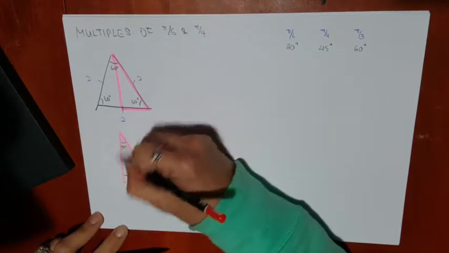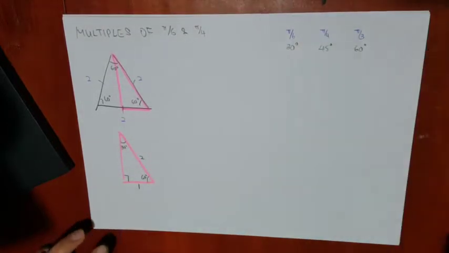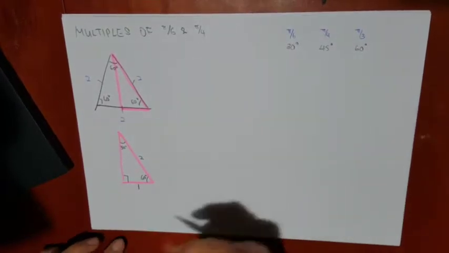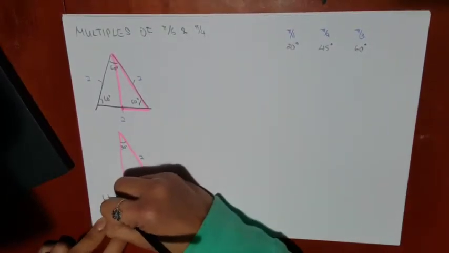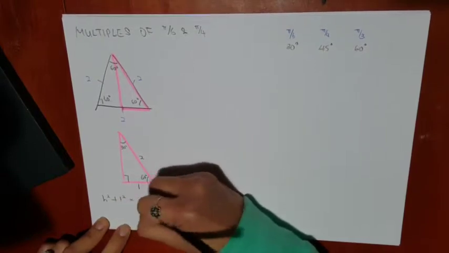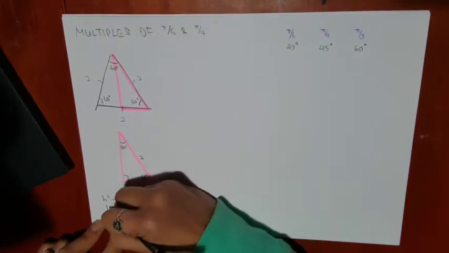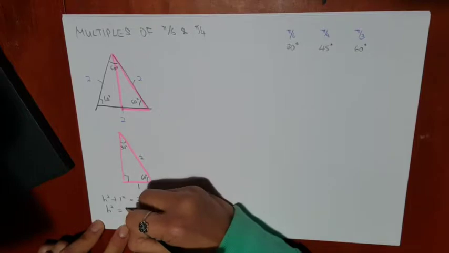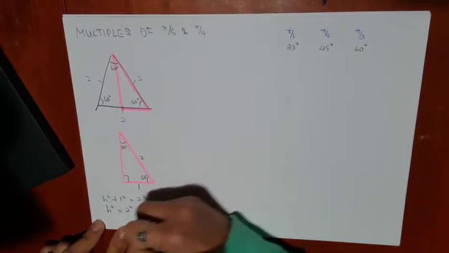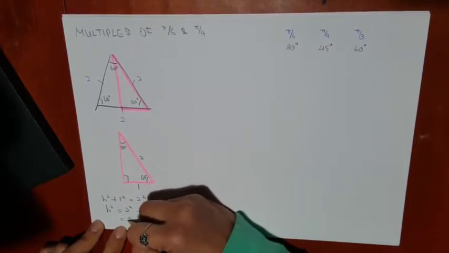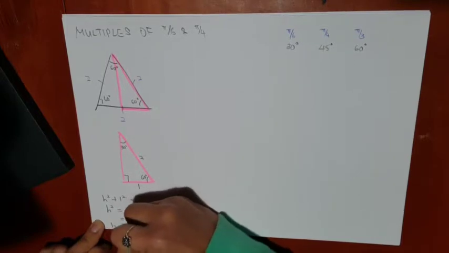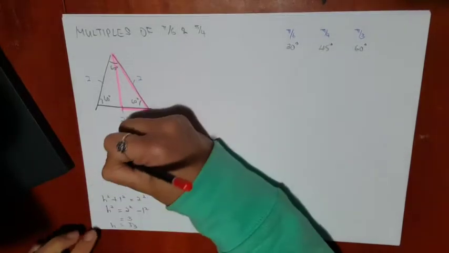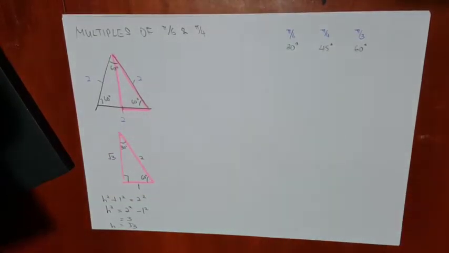To get the height of this side, we need to use the Pythagoras Theorem. From the Pythagoras Theorem, we know that height squared plus 1 squared equals 2 squared. Height squared equals 2 squared take 1 squared, which is 3. So we know that our height is square root 3. So it's square root 3 here for the height.